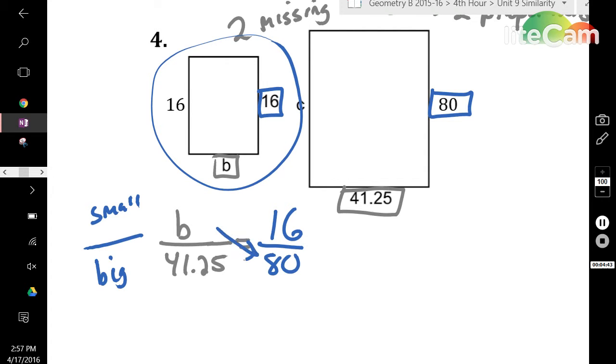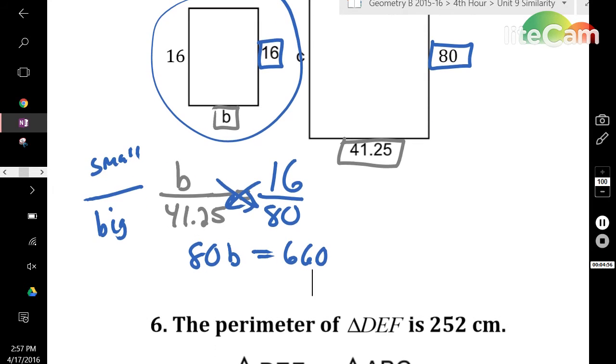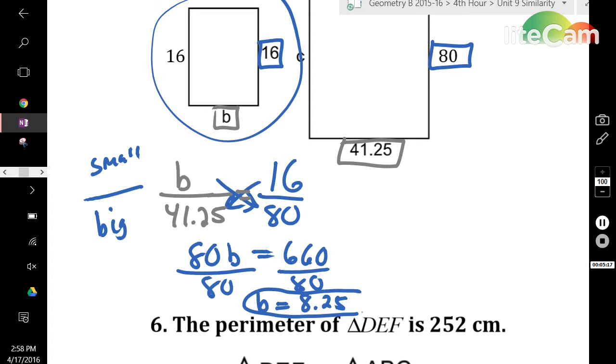Now, cross multiplying, you're going to have 80 times B equals 16 times 41.25, which is going to be 660. And last step, divide both sides by 80. 660 divided by 80 is going to be 8.25. So you have found one of your side lengths, B.